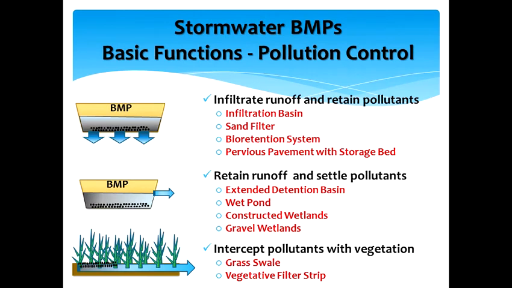For pollution control, stormwater BMPs use 3 primary mechanisms: infiltration, settling, and vegetative uptake or filtering. A stormwater BMP can collect runoff in a basin and then let the runoff go through the basin bottom into the subsoil. This is called infiltration. After all of the runoff is infiltrated, sediments and pollutants will be kept within the basin. Infiltration basins, sand filters, and bioretention systems are 3 examples of BMPs that use infiltration as a pollution control mechanism.